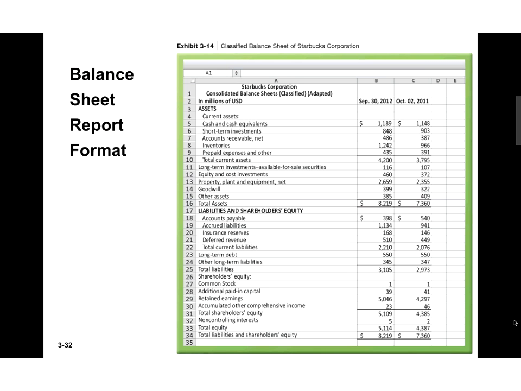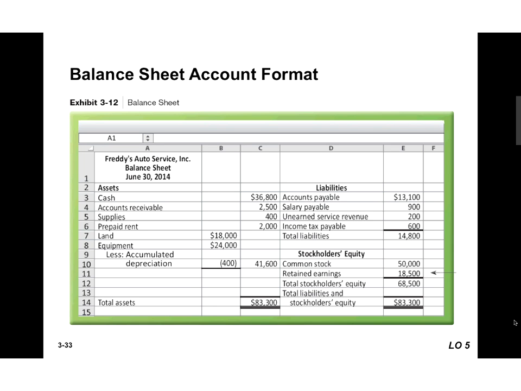The balance sheet format, this is Exhibit 3-14, and this is a balance sheet format that is in report format. All that means is that everything's listed top to bottom. So we have assets, and then down below that we have liabilities and equity. It's just listed as a report. And then the balance sheet account format lists the assets on the left and then liabilities and equity on the right. What companies do is a matter of preference. So we have the balance sheet report format and the balance sheet account format.